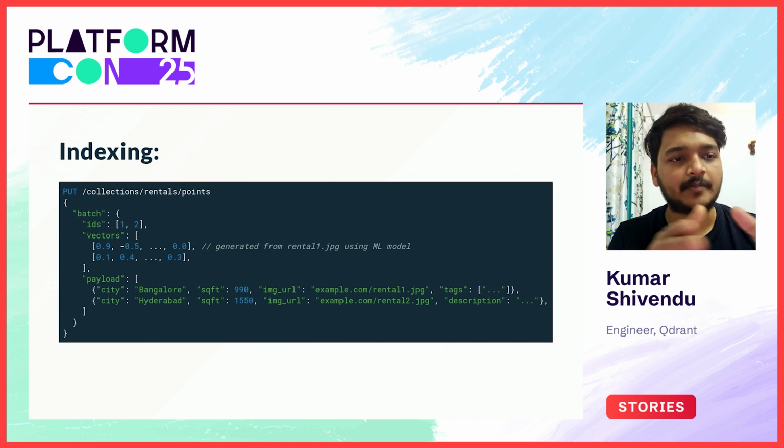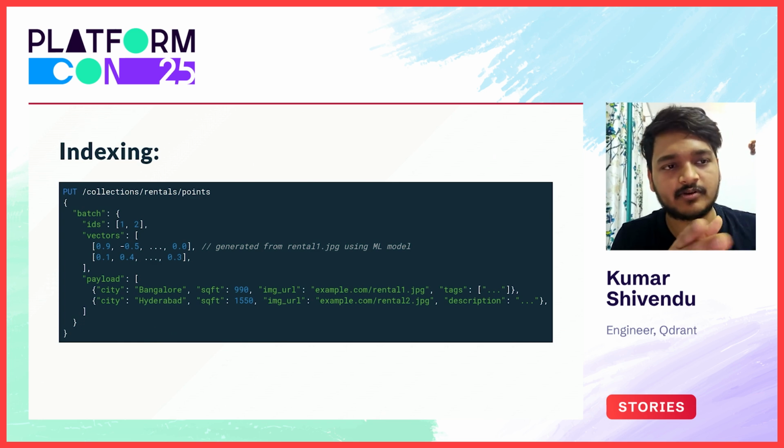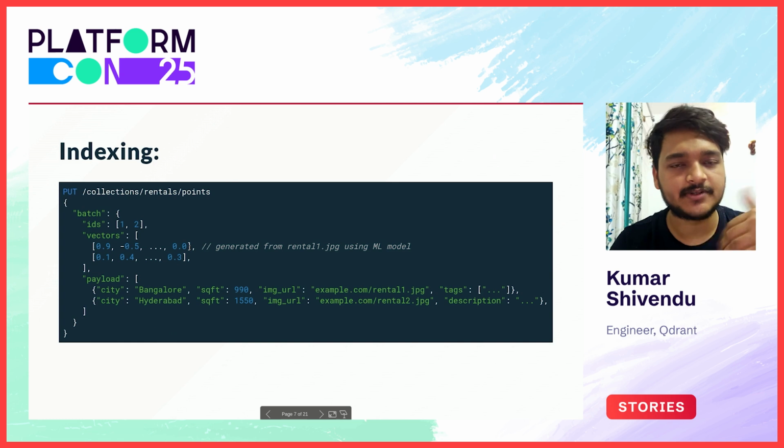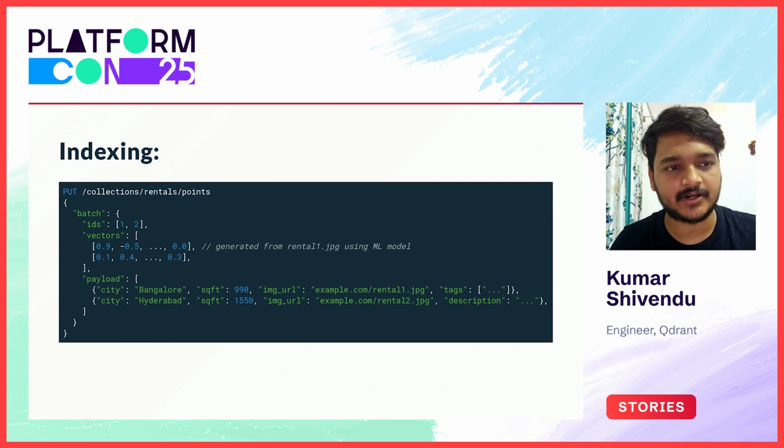A bit about the indexing API: the way you insert data is that you have collections, which are like tables, and you put data into the table, and here the focus is more on the vectors. You have some point ID, and with each point you have some vectors attached to it, and these numbers are generated by the machine learning model based on the understanding of the image, let's say. Assume this is a rentals collection, and you can attach some JSON payload to it for further filtering and general metadata.